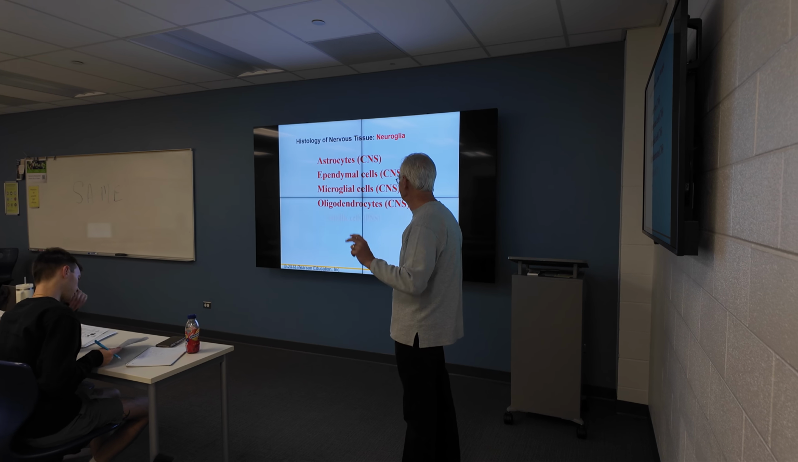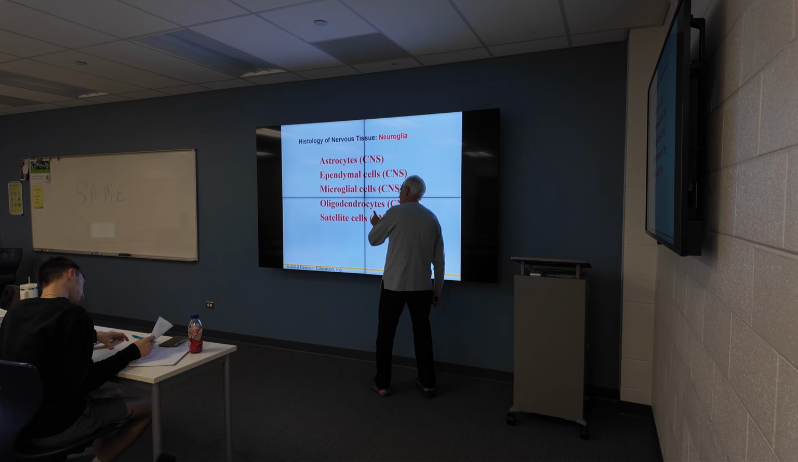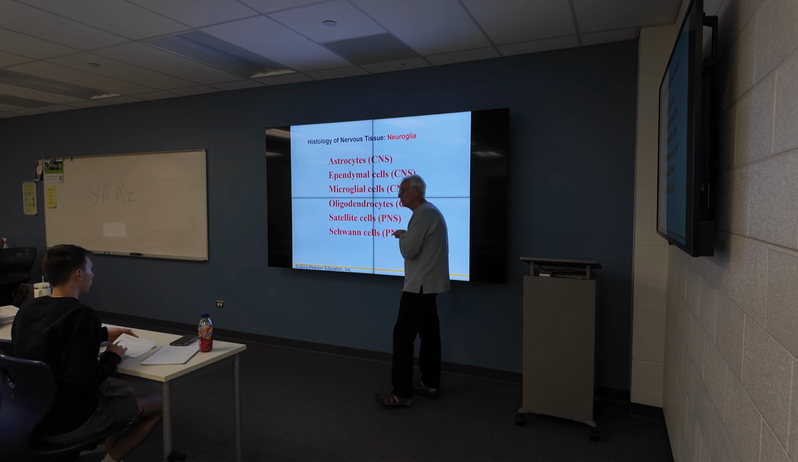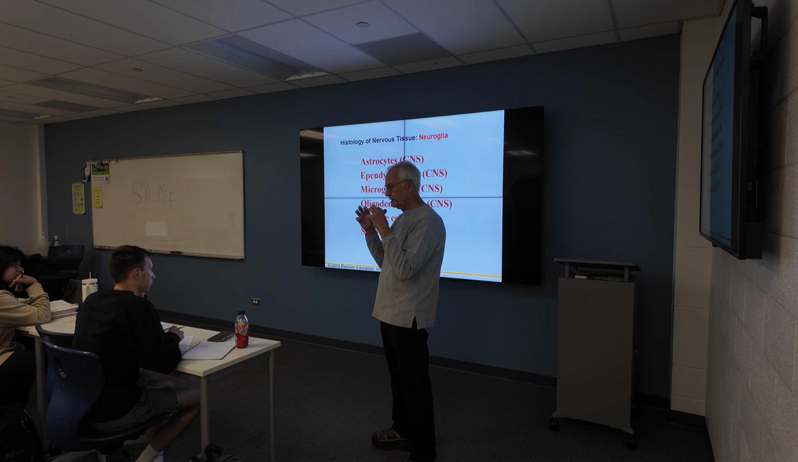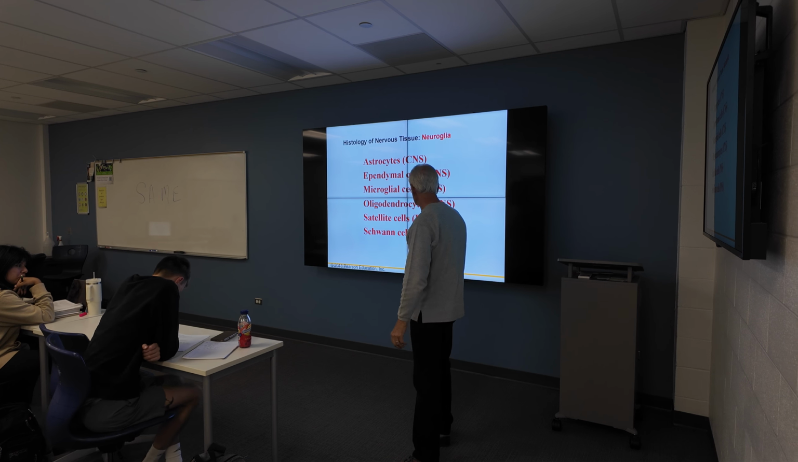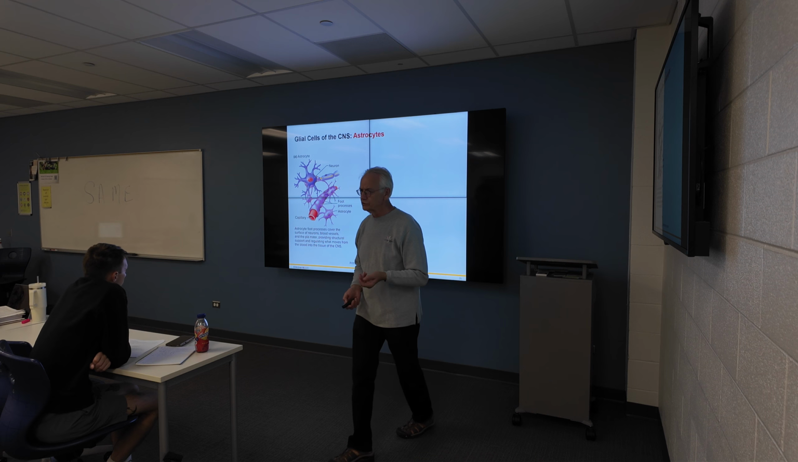There's 2 more. We're going to have satellite cells, but they are going to be found where? In the peripheral nervous system. And we're going to have, I already talked about Schwann cells. Remember those? They're the cells that make up that myelin sheath material there, okay? And they too are found in the peripheral nervous system. So let's bust them out individually.